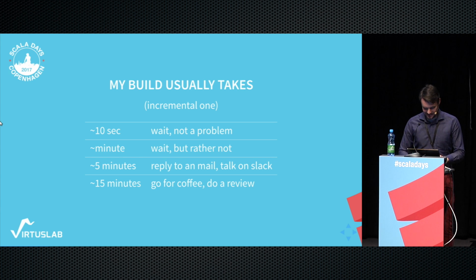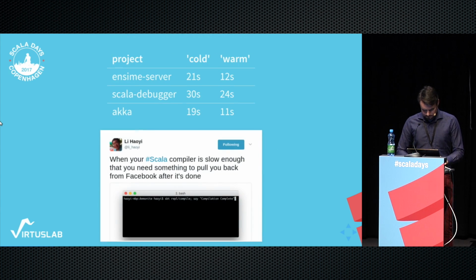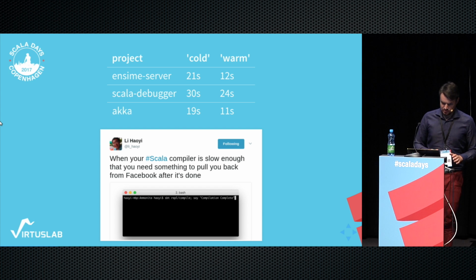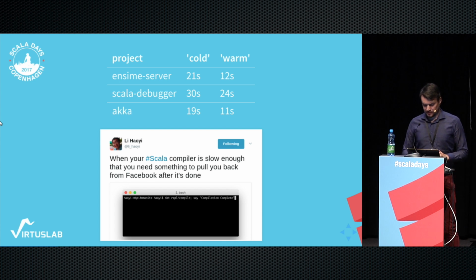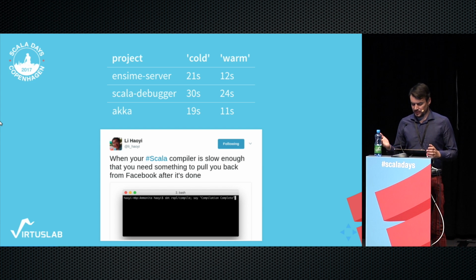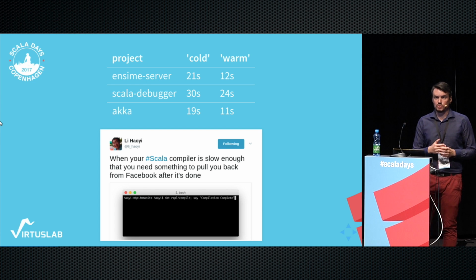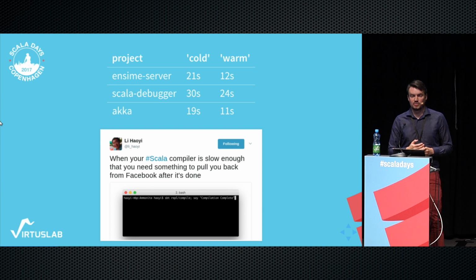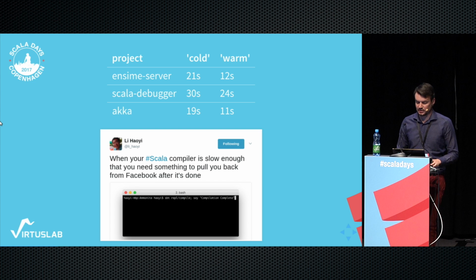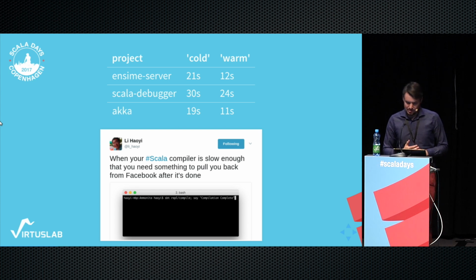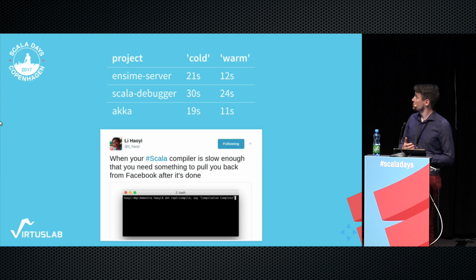I was in that place. These are numbers I took from open source libraries: Enzyme Server, Scala debugger, Akka. I take one pull request and compile it against the previously compiled code, and the times are like what most of your hands showed, around a minute, less than a minute. I think this is something we can live with and are happy with. However, sometimes we still need to do something to get this out of the way. But with incremental compilation, we can live.